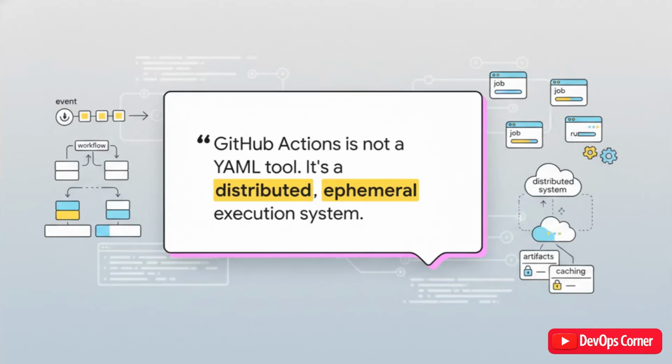So let's bring this all together. We started this journey seeing GitHub Actions as just a way to automate some commands with YAML, but now we can see it for what it truly is: a powerful, distributed system for orchestrating on-demand, isolated, and ephemeral compute environments. Every single piece we've talked about, events, jobs, runners, artifacts, caching, secrets, they're all just components of this larger system.